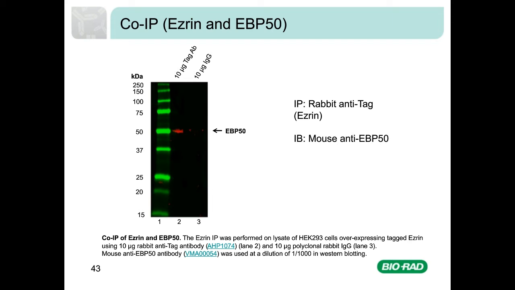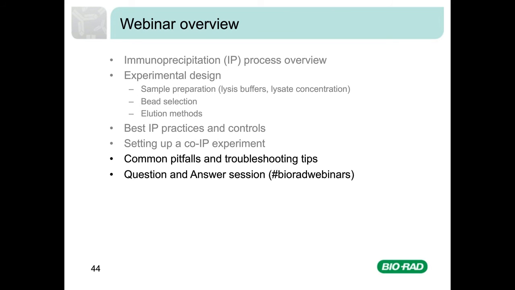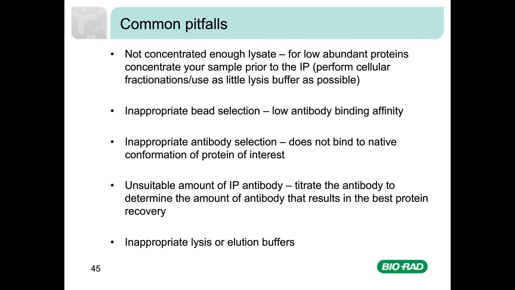We have now reached the common pitfalls and troubleshooting section of the webinar. What are some of the most common pitfalls when performing an IP experiment, and how can you avoid them?